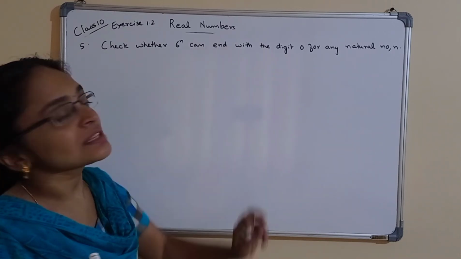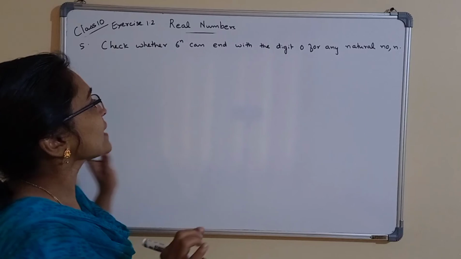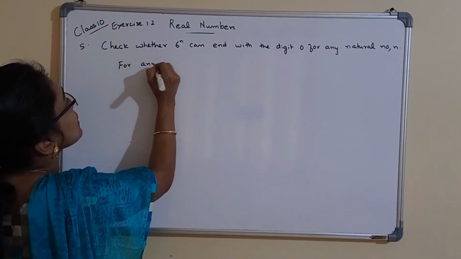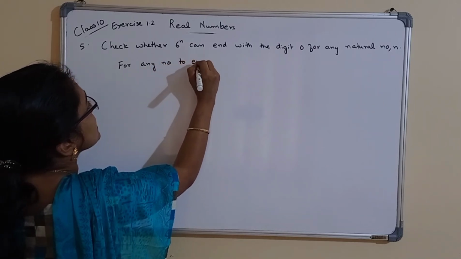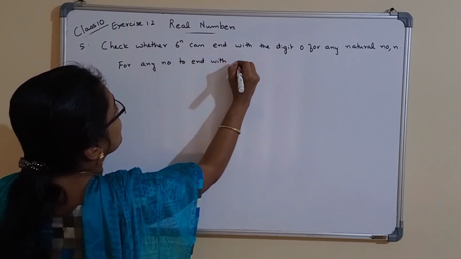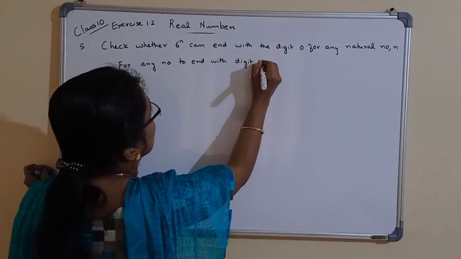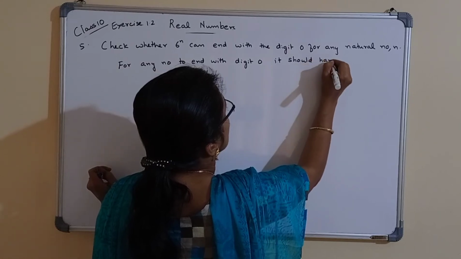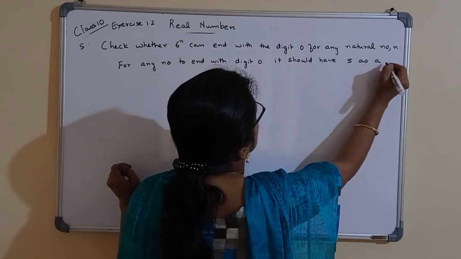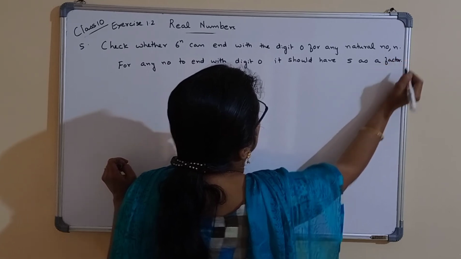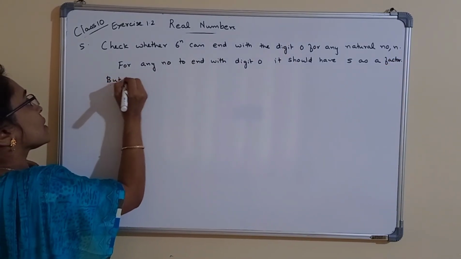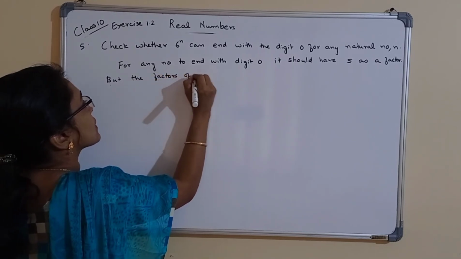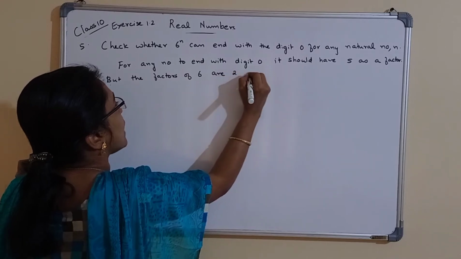Check whether 6 raised to n can end with the digit 0 for any natural number n. Can it end with digit 0? No, right? So we can explain, for any number to end with digit 0, it should have 5 as a factor. But the factors of 6 are 2 and 3.